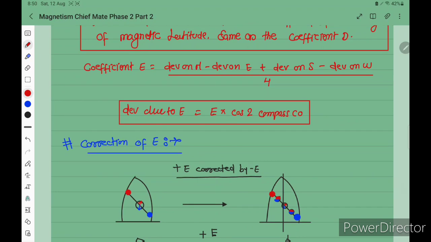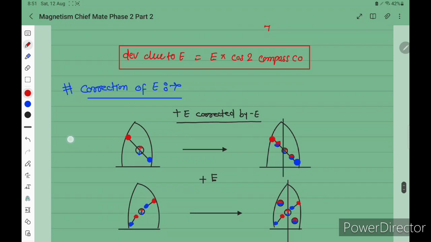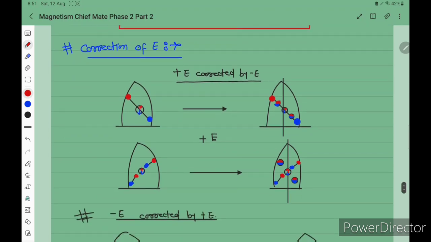Plus deviation on south minus deviation on west, divided by 4. So you will get deviation coefficient E: deviation is equal to E into cos 2 times the compass course. So how is it corrected? Same as D, with soft iron spheres, but it is not corrected individually. If D and E are present together, we correct D first, and then E.